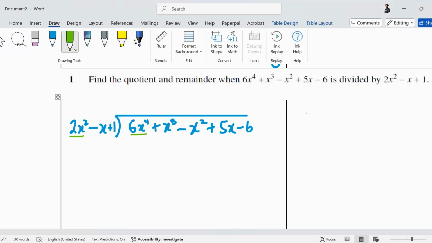I've told you if you are having trouble with this, you divide it. You take 6x to the power 4 and you divide it by 2x squared, and you will understand what you need to multiply the divisor with. So 2x cancelled out, 3x squared. But again, the quotient will multiply by the entire divisor. 2x square minus x plus 1 is one single divisor. Is that right? So yeah, we are focusing on the highest powers, but we'll ultimately divide it by the entire divisor.